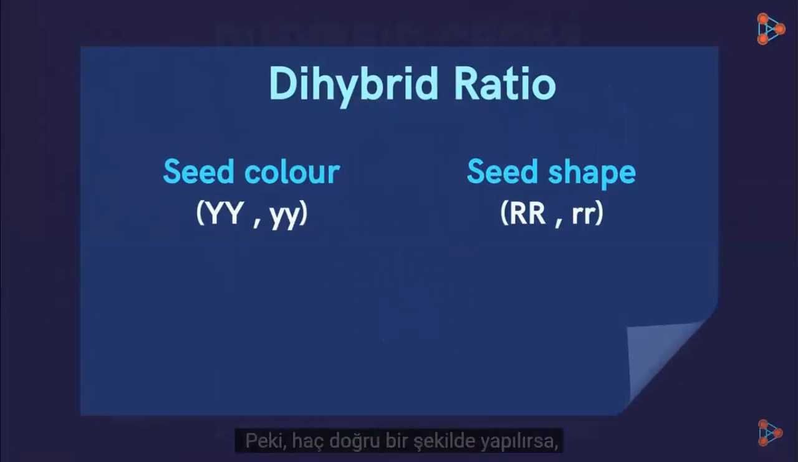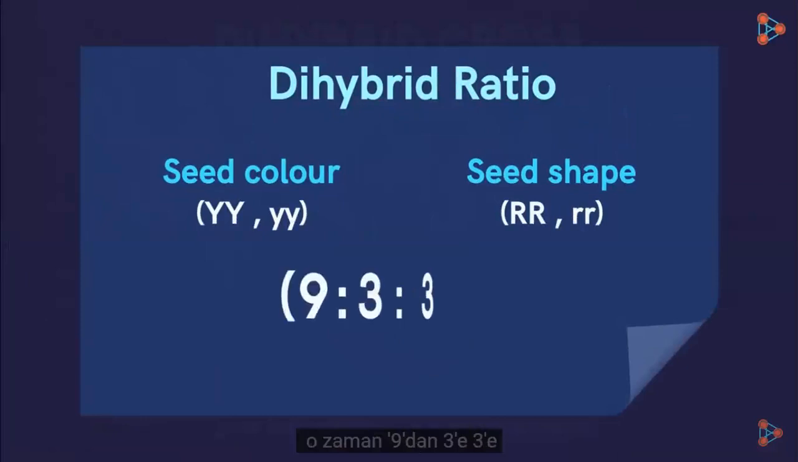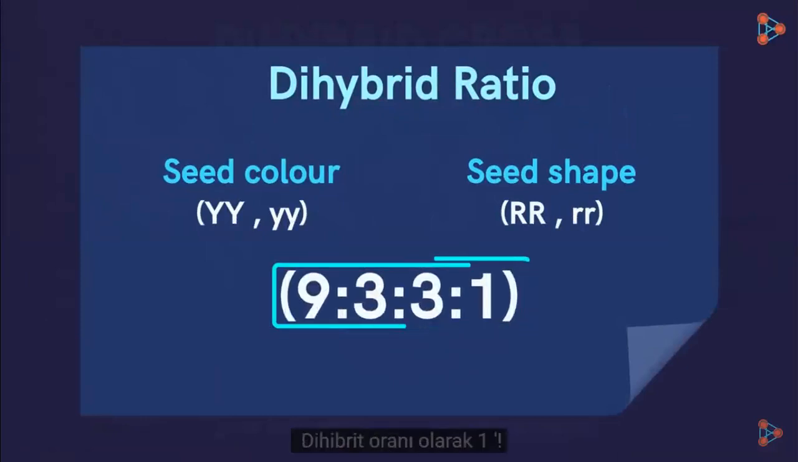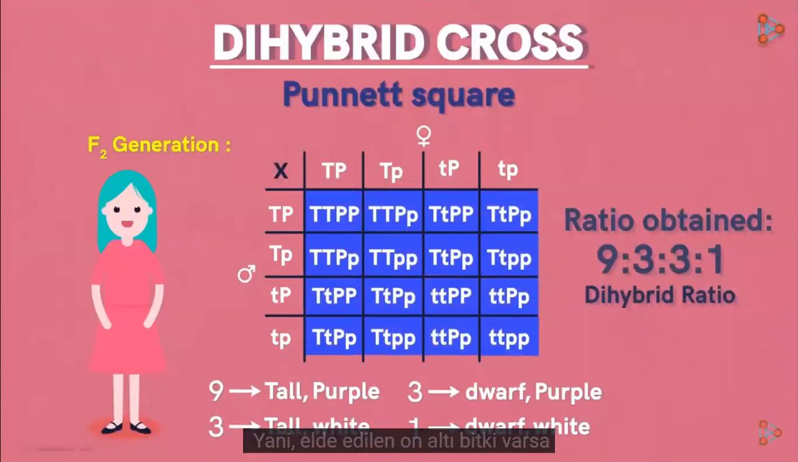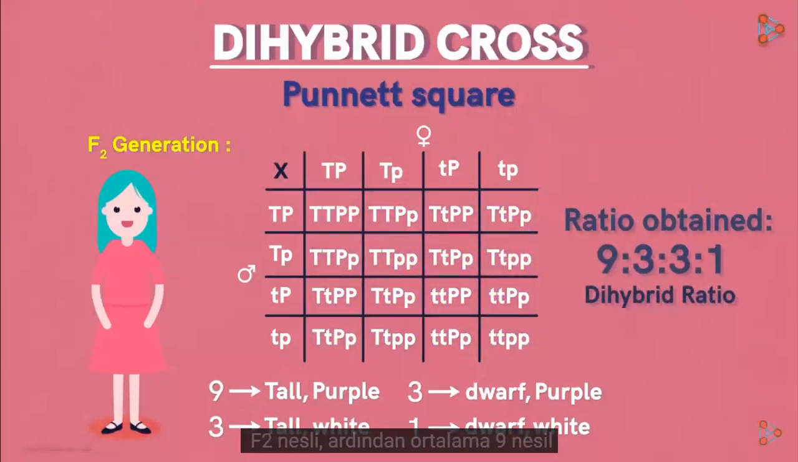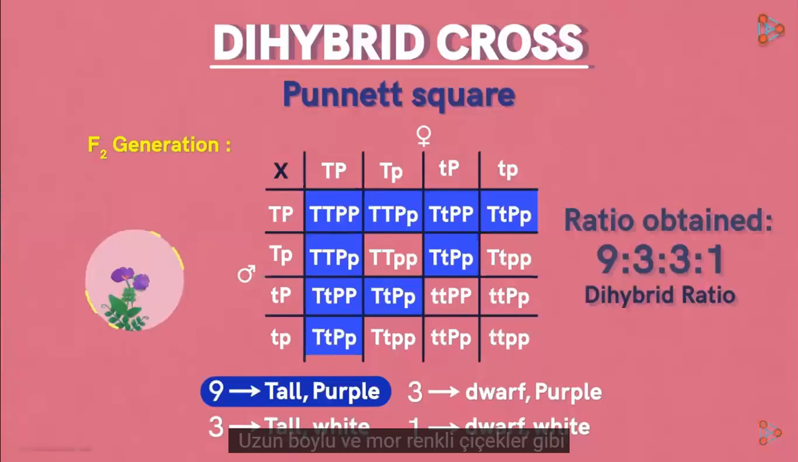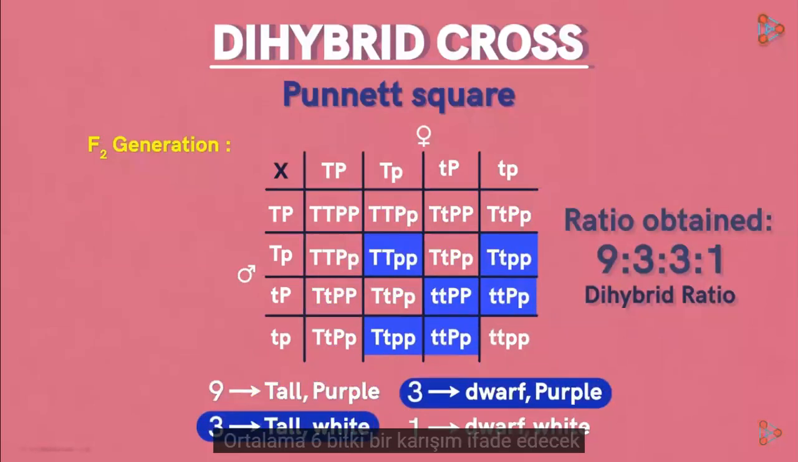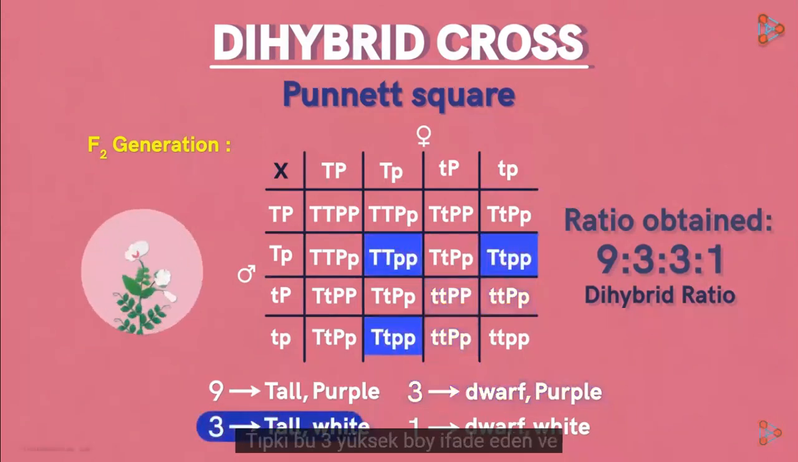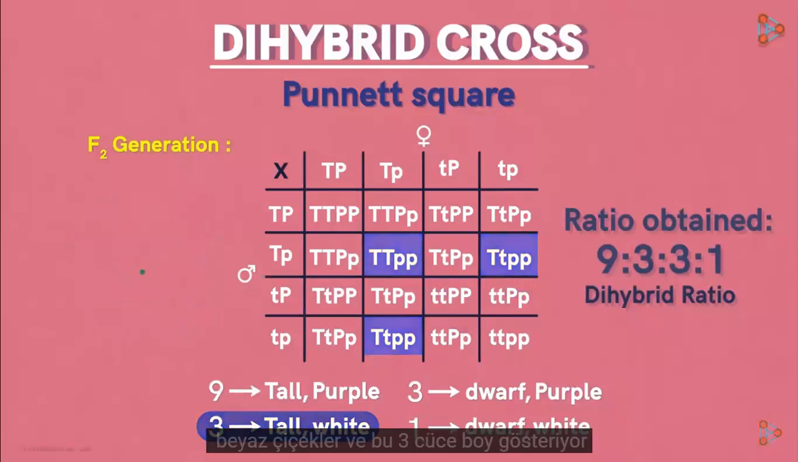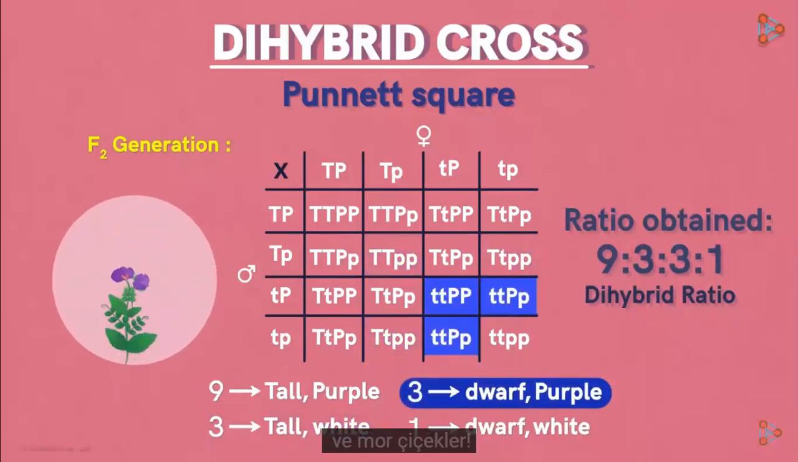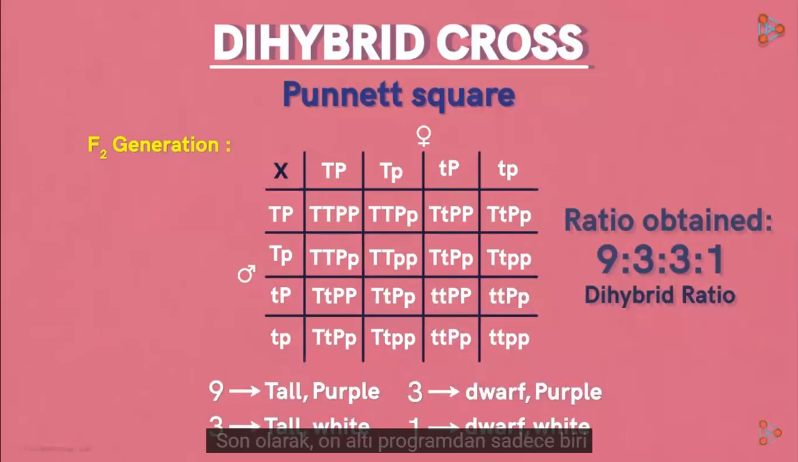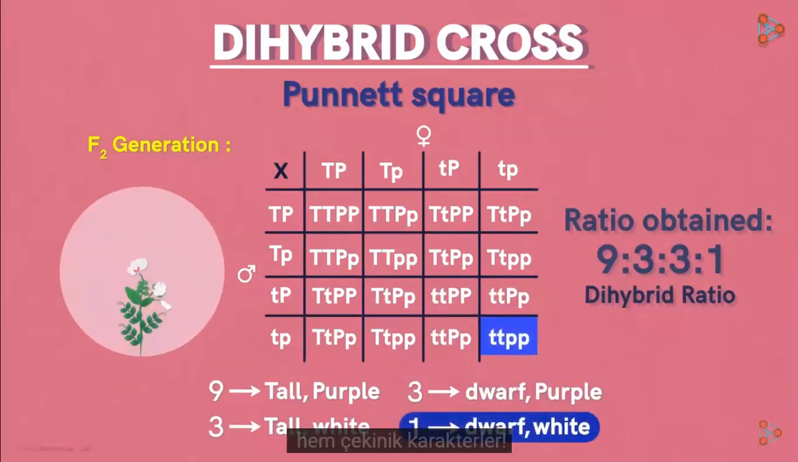Well, if the cross is carried out correctly, then we are bound to get 9:3:3:1 as the dihybrid ratio. So if there are 16 plants obtained in the F2 generation, then 9 of them on an average will express both the dominant characters, like the tall height and the purple colored flowers in this case. 6 plants on an average will express a blend of both the characters, dominant and recessive. Just like these 3 expressing tall height and white flowers, and these 3 showing dwarf height and purple flowers. Lastly, only 1 out of the 16 shows both recessive characters.